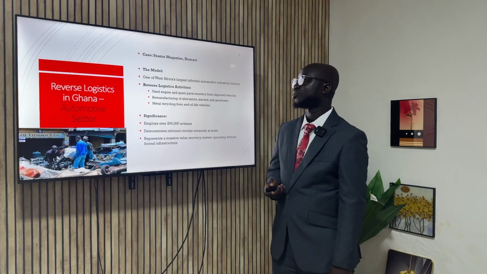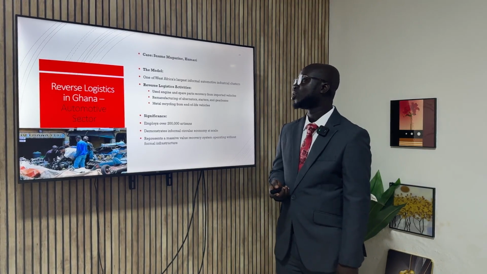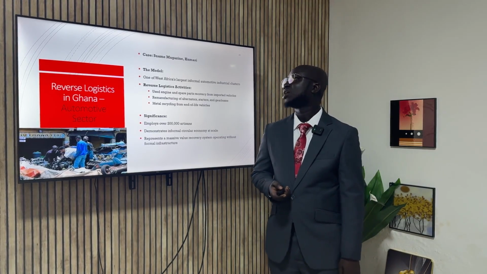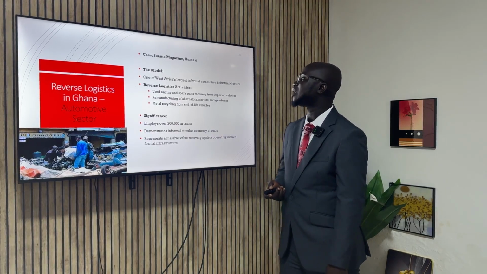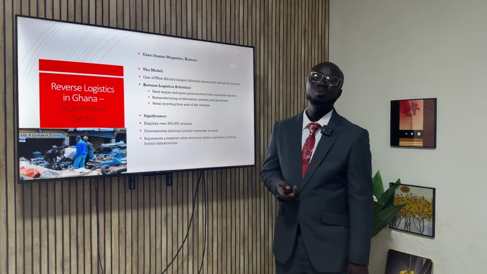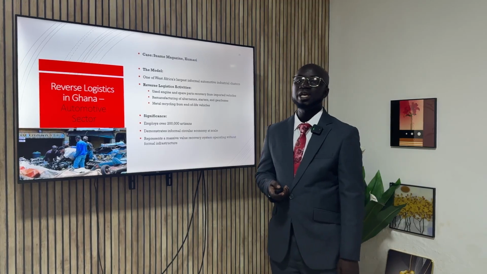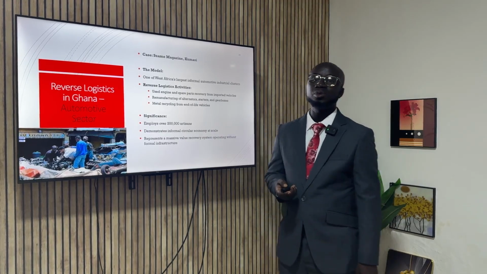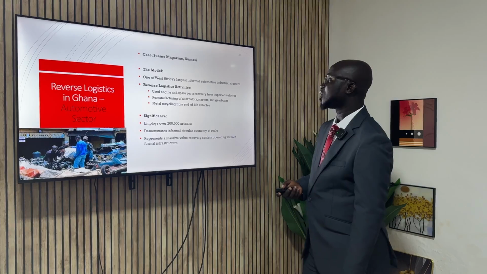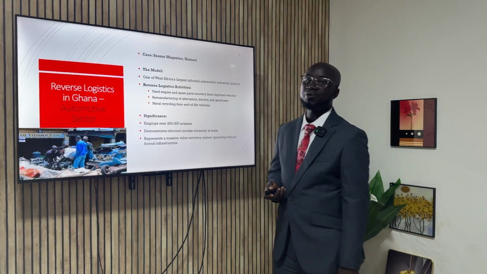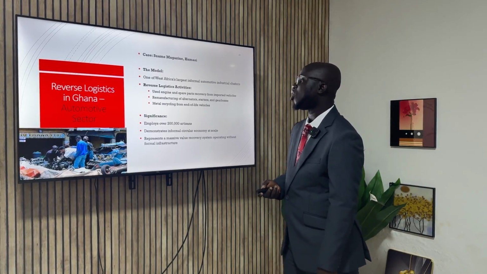Now let's look at reverse logistics in Ghana again. But this time around, our focus will be on the automotive sector. And what we'll be focusing on is Suame Magazine in Kumasi. I'm sure most of us have heard of it, okay? In fact, it is one of the largest informal automotive industries when we look at West Africa. And there we have a lot of reverse logistics activities ongoing.